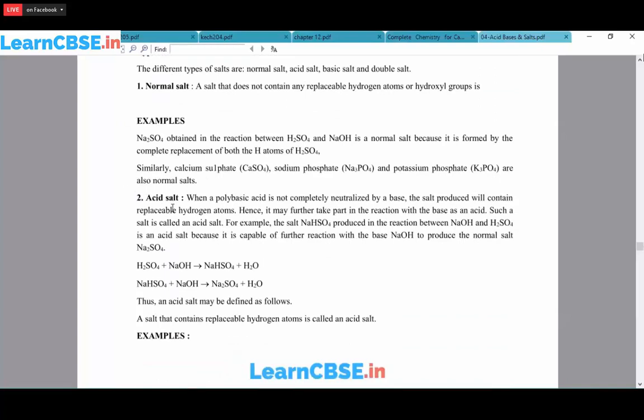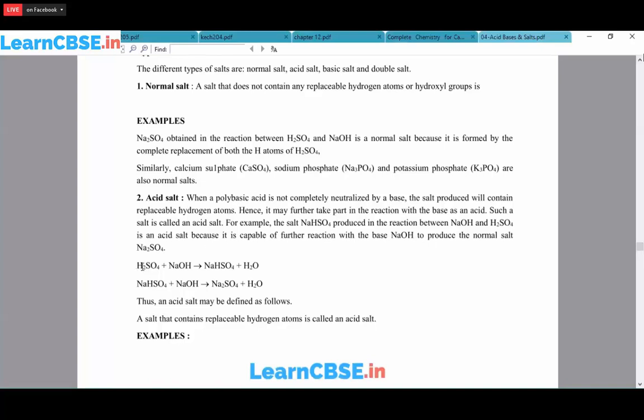The next one is acid salt. What does acid salt mean? Take a polybasic acid, for example H2SO4. It can replace two metal atoms, since it contains two hydrogen atoms. If it is not completely neutralized by the base, the salt produced will contain replaceable hydrogen atoms.